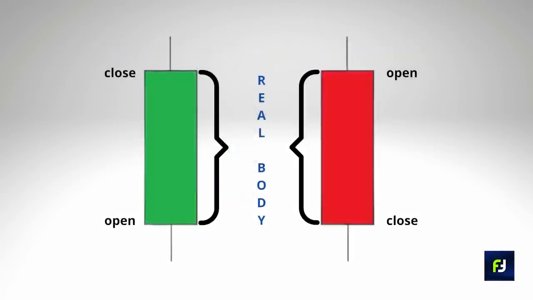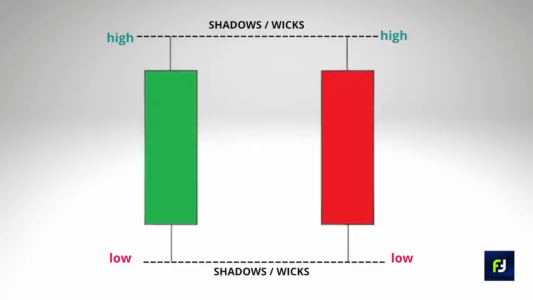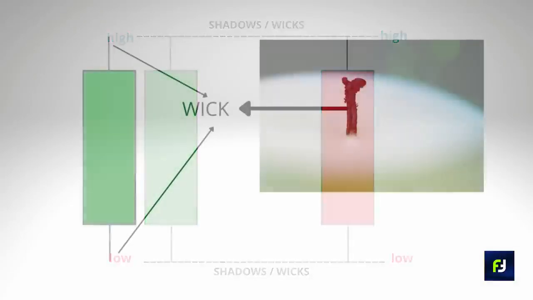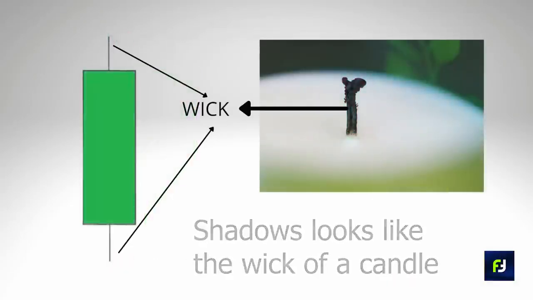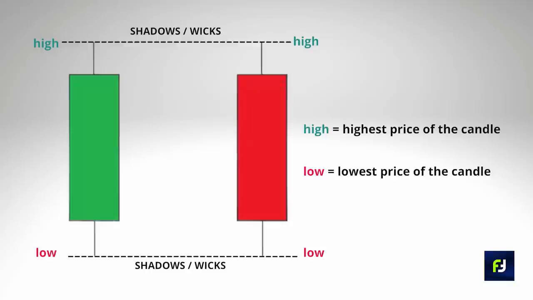The real body of the candlestick shows the open and close prices, while the shadows on the top and the bottom of the body show the high and low prices for that particular period. The shadows look like wicks, and hence they are called candlesticks. The upper wick signifies the high of the period and the lower wick signifies the low of the period.